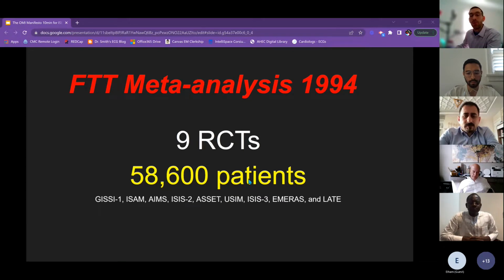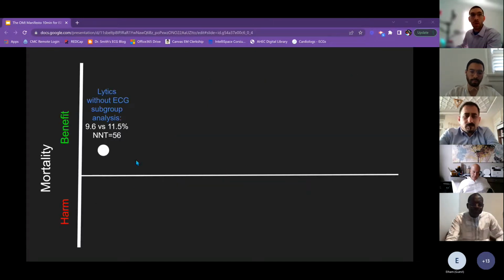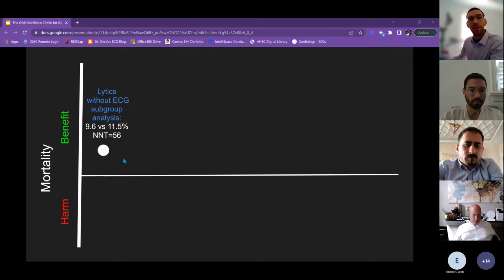thrombolytics trials where we enrolled them based on high clinical suspicion of ACS and then randomized them to lytics versus placebo. Before any subgroup analysis was performed, without using the EKG, lytics already had mortality benefit in these patients with an NNT of 56 to save a life.